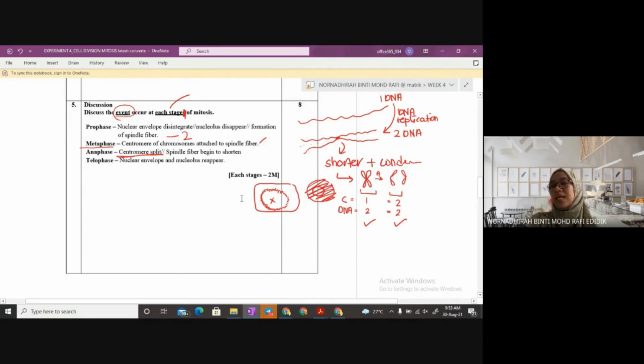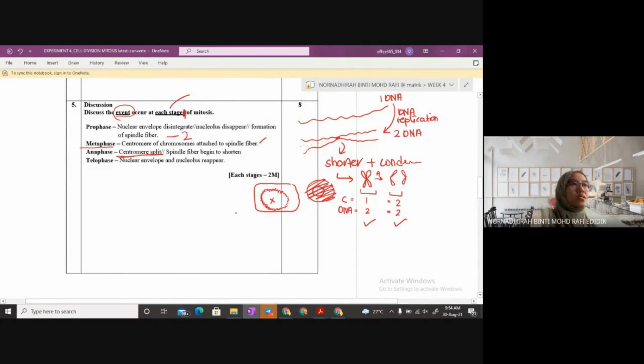And then chromosome uncoil and lengthen, meaning that dia akan memanjang. Uncoil and lengthen. Saya susah sikit nak translate balik ni. So it will become chromatin again. So dia reverse process macam prophase. Senang je. Telophase dengan prophase dia adalah reverse process dia. Apa yang form, dia akan disappear. Okay, tadi kalau disappear, now dia akan form balik.